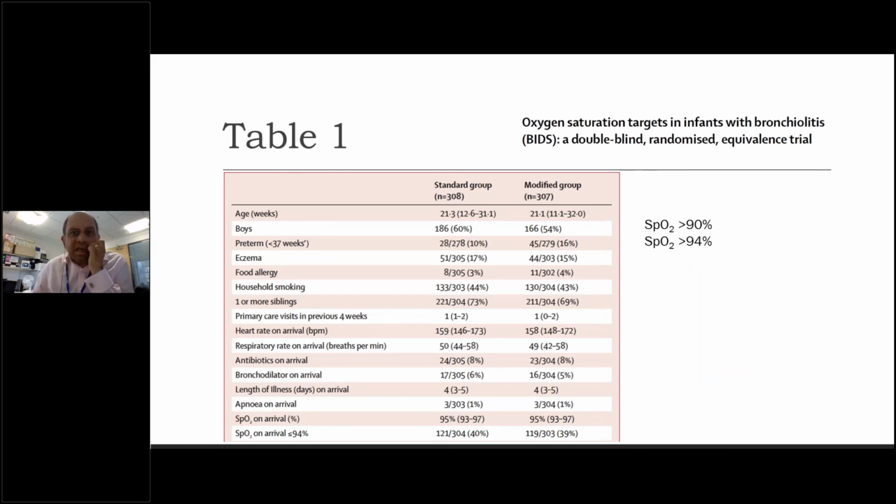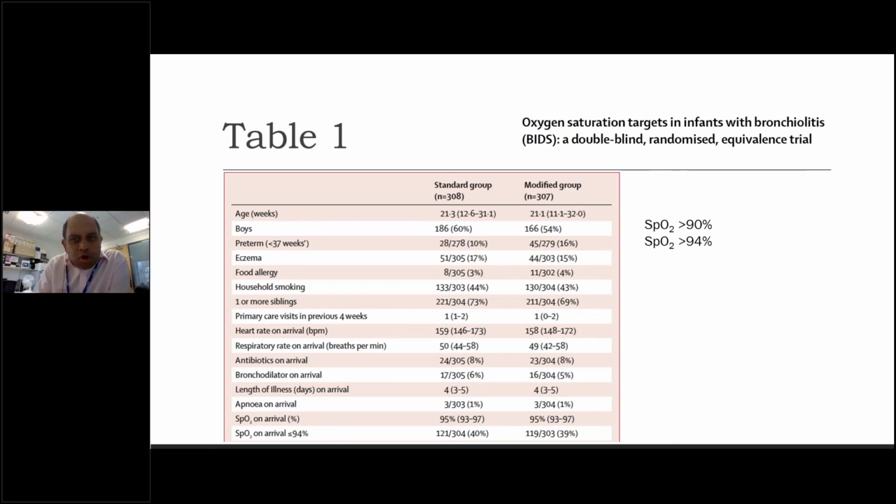So you'll often see, for example, this is an example from the BIDS trial, a table 1. The table 1 usually tells you what the characteristics of the patients are who went into the trial. You can see here standard group, modified group, doesn't matter what the groups are, but essentially you would have a table 1 that says the age was X and the boys were X, 60% and whatever. So let's assume that you have this question, so in the BIDS trial, it was a question of saturations over 90% for bronchiolitis versus over 94% for bronchiolitis, and you get this table 1.